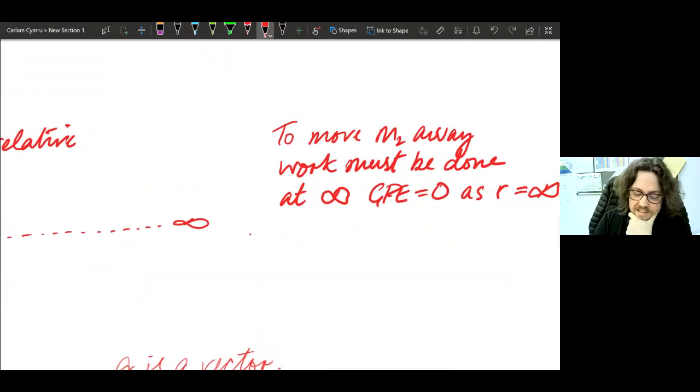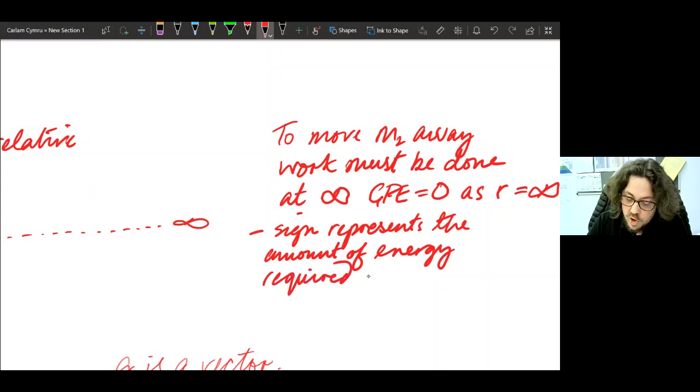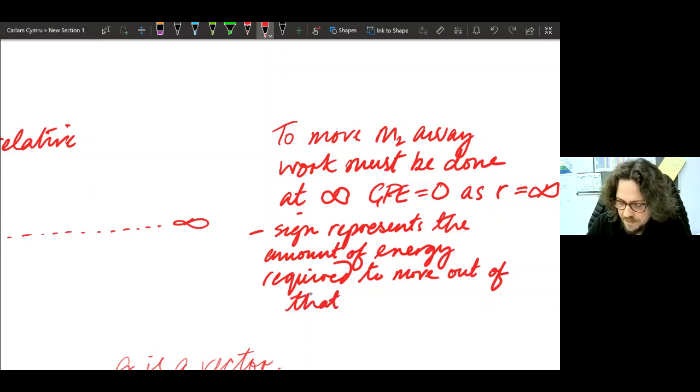So the minus sign represents the amount of energy required to move out of the field, essentially. That's it in basic terms. You could say it's the energy required to overcome that field and move out of that bound state.